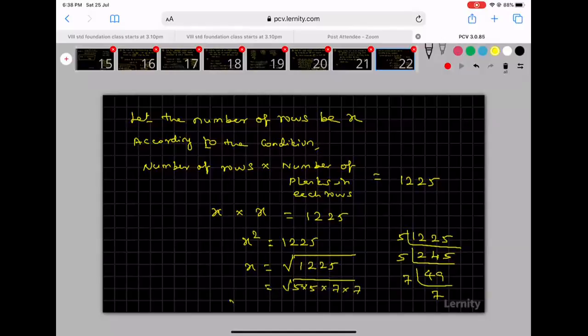Therefore, x is equal to, what is the value? 5. I will take one 5 outside, one 7 outside. Therefore, my answer is 35. Therefore, number of rows is equal to 35. This is my answer.